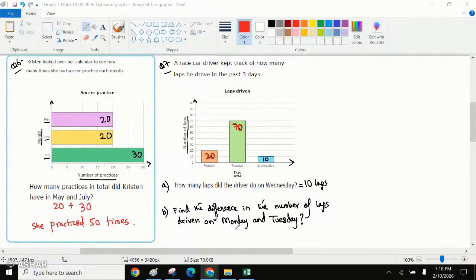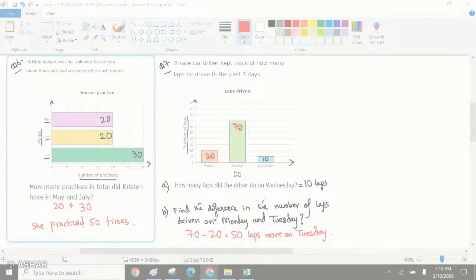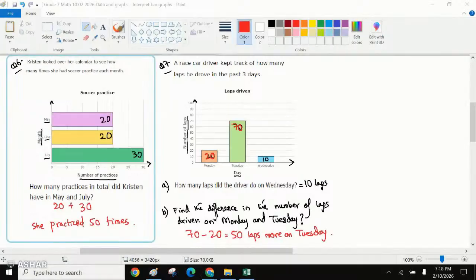So that would be 70 minus 20. That means 50 laps were extra, right? On one particular day. 50 laps more on Tuesday. Right? We can further define the answer. We can give a very accurate answer as well, right? So with a bar graph, there's a lot of information that we can process. Okay, they can ask a lot of different requirements. Okay, let's see what the next question shows us.